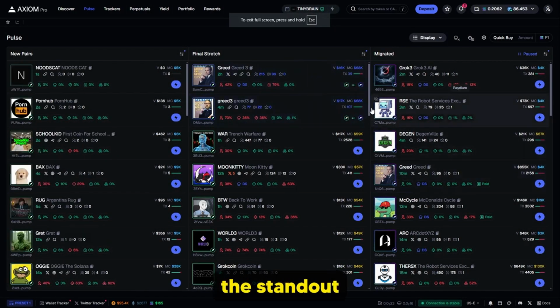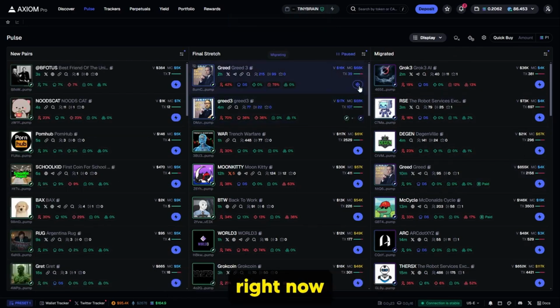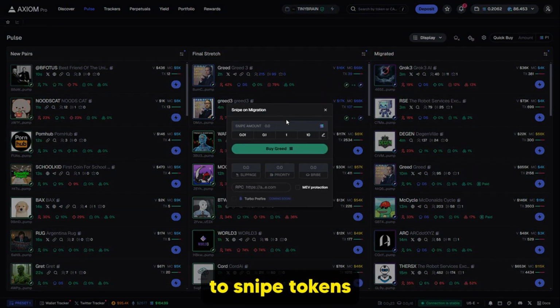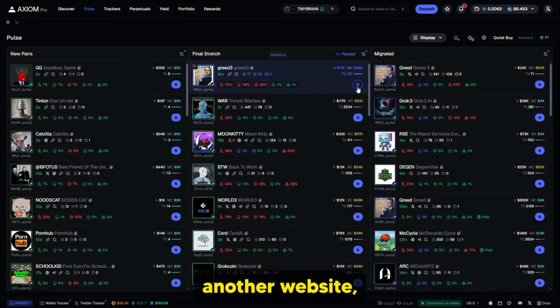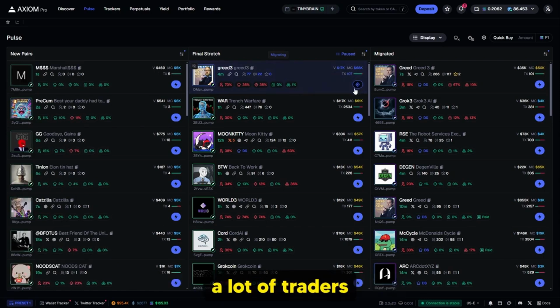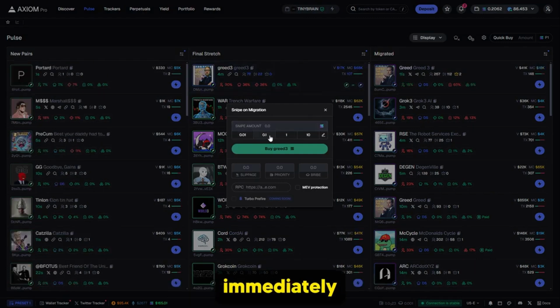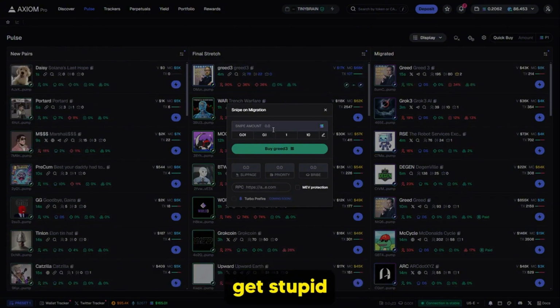But oftentimes, I don't think I've ever found anything good here on any of the websites. So I think this is more of a website not for finding tokens, like not trying to snipe tokens and stuff. Now, one of the standout features from Axiom, and I think this one is pretty crazy and it's actually happening right now, is this little snipe button right here. So basically, if I click this button, this allows you to snipe tokens upon migration. As tokens move from pump.fun over to another website, which is Raydium, they get the liquidity pool, a lot of traders are going to be looking at the coins. You can actually snipe these tokens immediately as it's there.